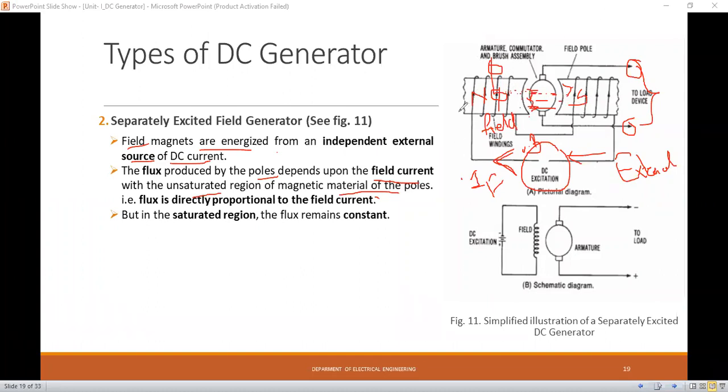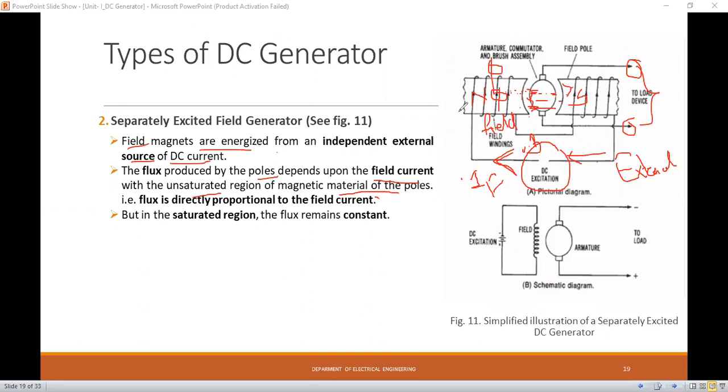Okay, that means the flux produced around that pole depends upon the field current which is given by the external source. It depends on the field current given by the external source.